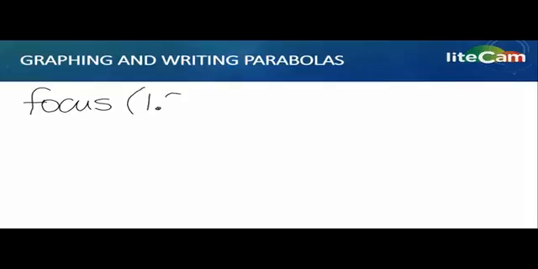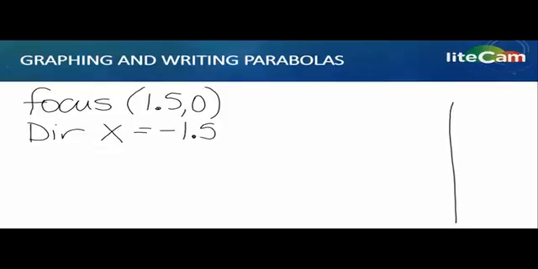All right. We're going to do another example, but this time we're going to write the parabola. So we're going to write the equation of the parabola. So what they're going to give you is something like this. Focus equals 1.5, 0. And the directrix is x equals -1.5.